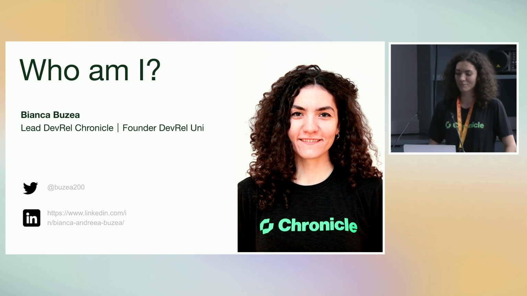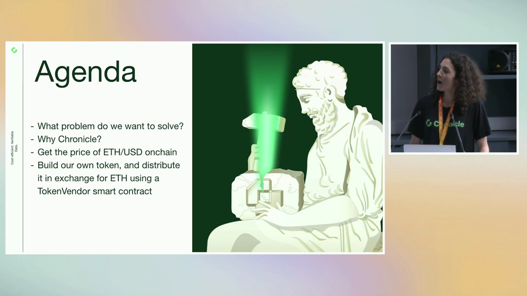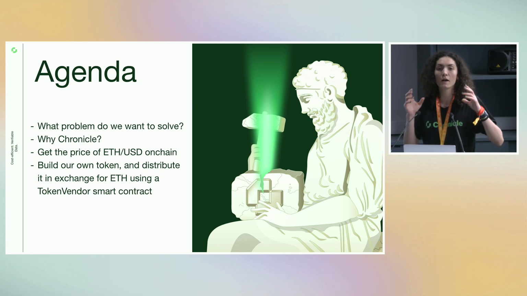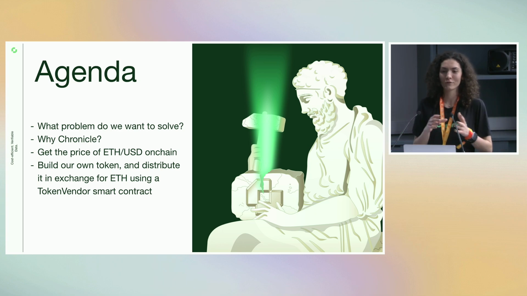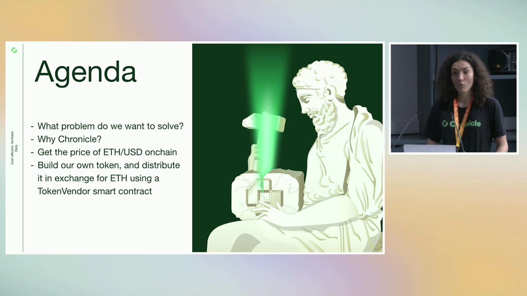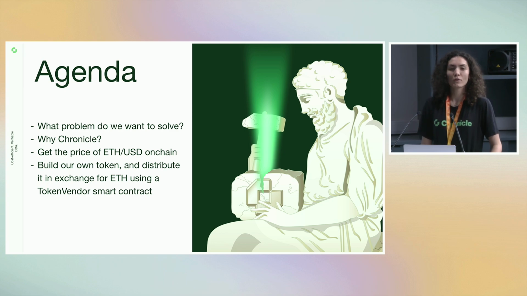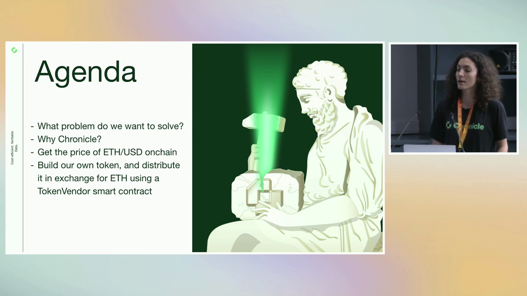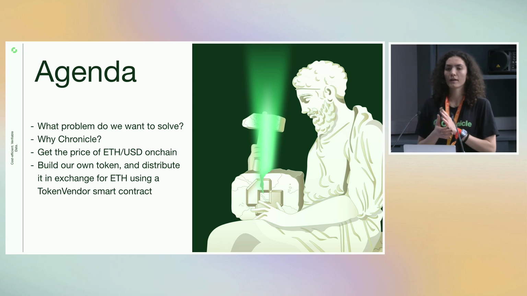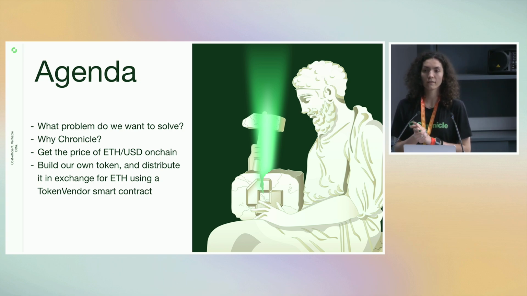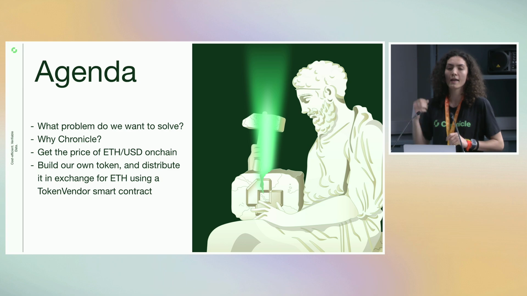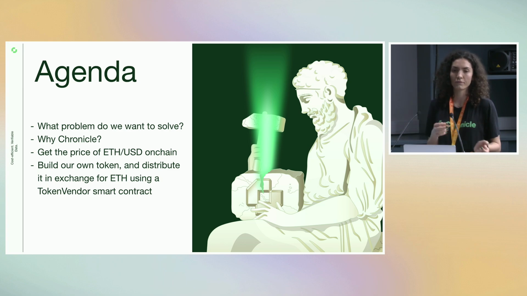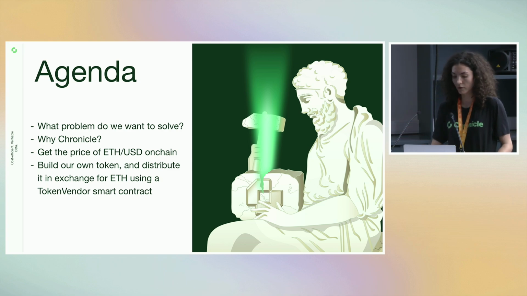On today's agenda, we already saw the problem we are trying to solve. We want to see how we can bring this real-world data onto the blockchain. Now we're going to look at why Chronicle specifically, and then we're going to have a short application. We're going to see how we can get the ETHUSD price feed on chain, and then we're going to build small dApps. We're going to have a token vendor, a smart contract, where basically you can pay ETH, and in exchange you're going to get a specific token, a token that we built before.